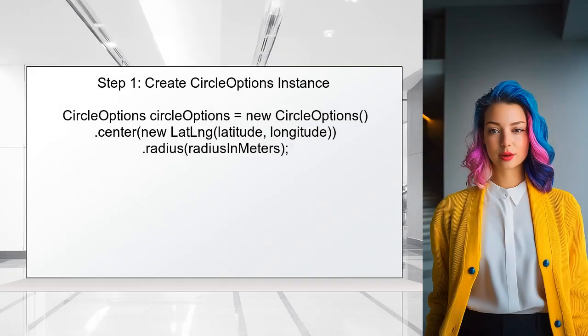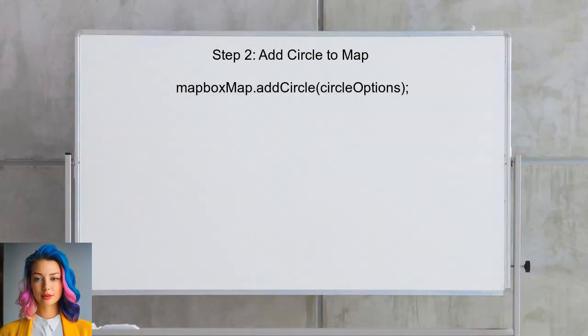To draw a circle on the MapBox map, the user should first create a new instance of the Circle Options class. This class allows the user to define the circle's properties, such as its center and radius. Next, the user needs to add the circle to the map. This can be done by calling the Add Circle method on the MapBox map instance, passing in the circle options created in the previous step.